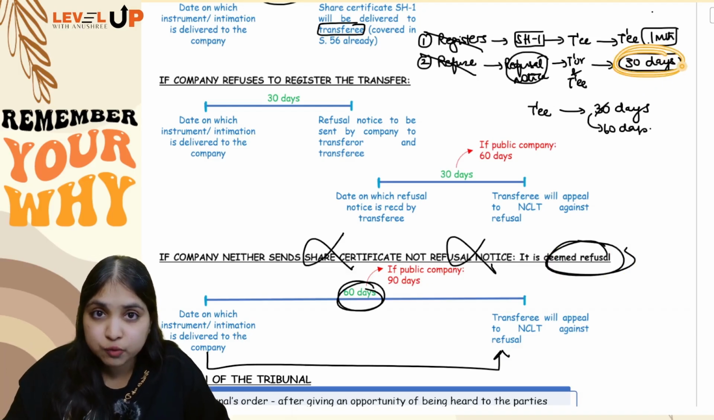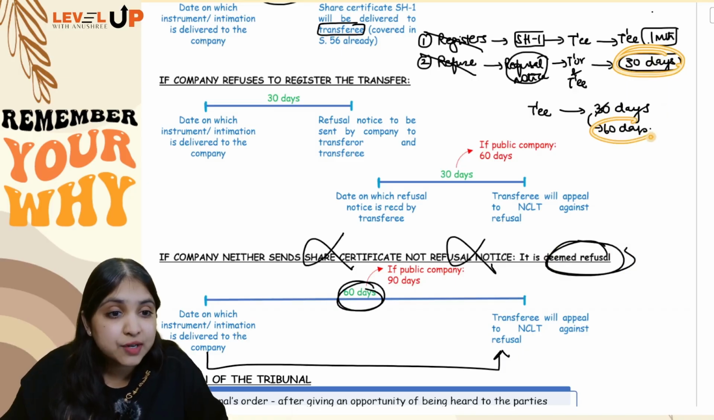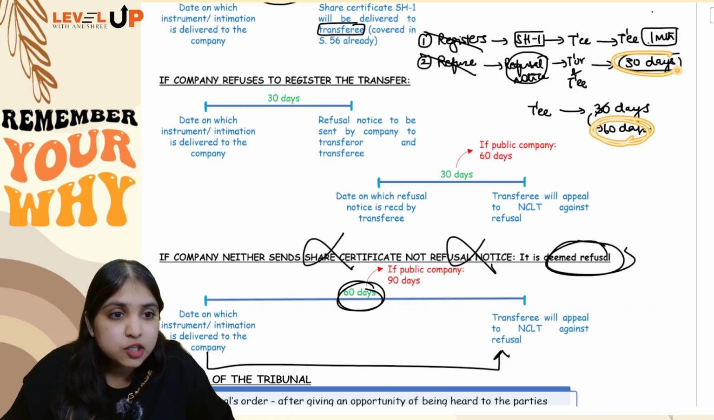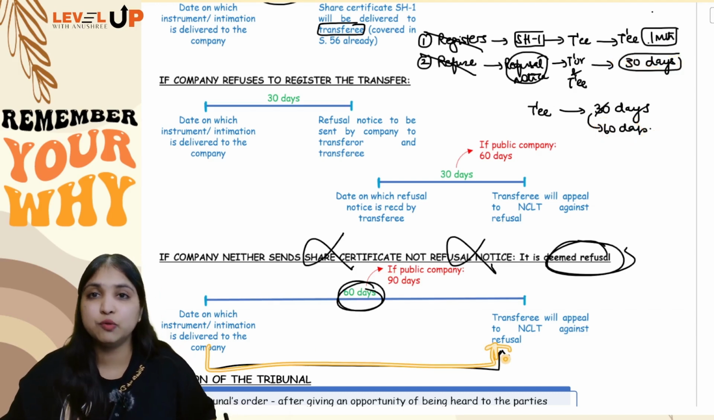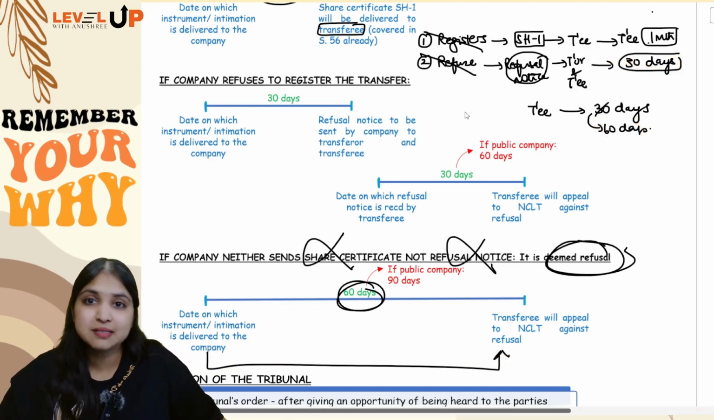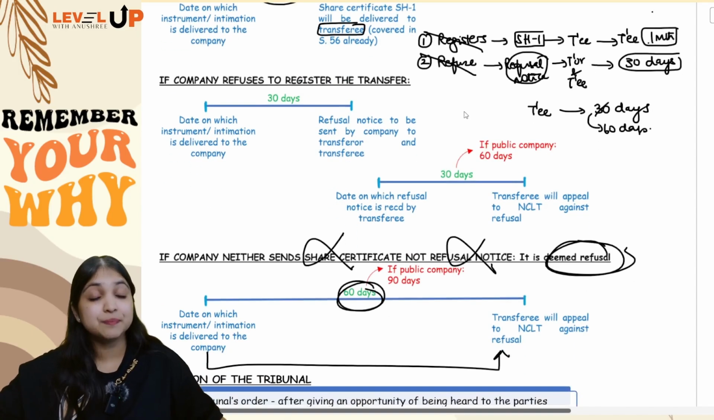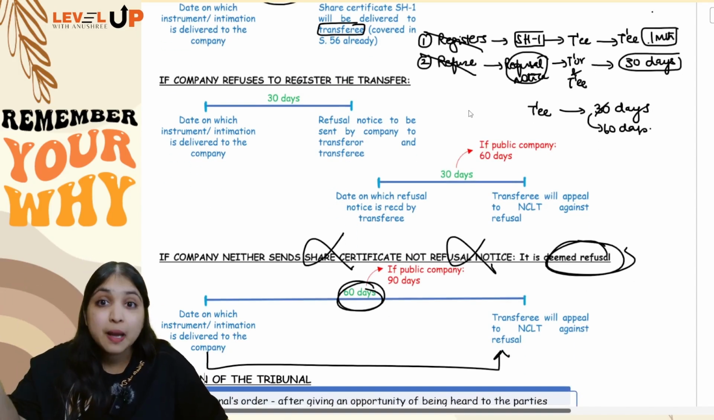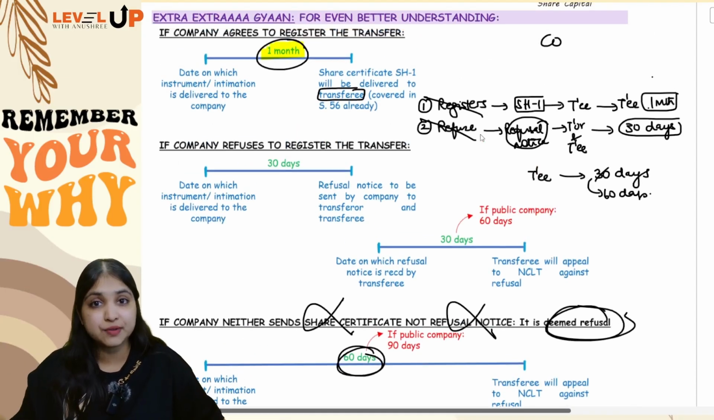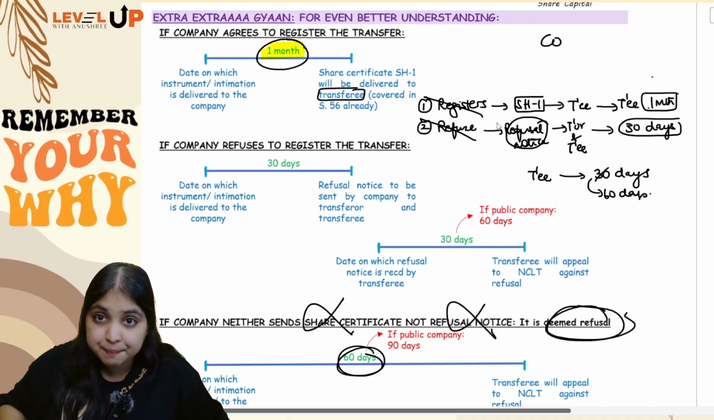Company would have sent refusal notice within 30 days. Transferee would have filed appeal within 60 days. So within 30 plus 60, within 90 days in deemed refusal cases, in public companies, appeal can be filed before NCLT. But do not forget, refusal notice company will send to both. But appeal can be filed only by the transferee. Within 30 days in private companies, within 60 days in public companies.